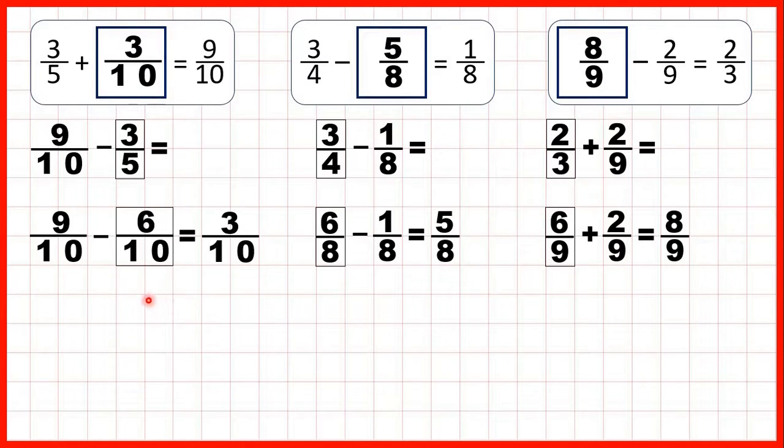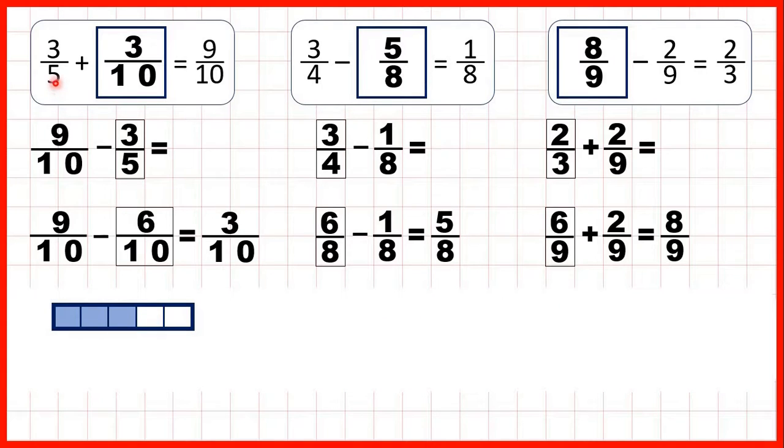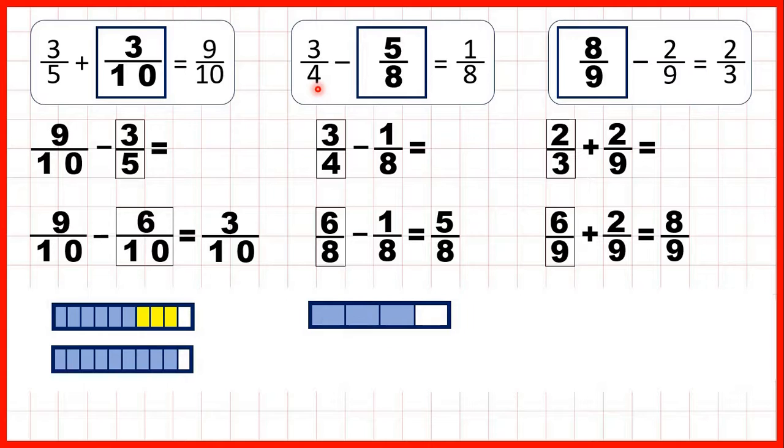Now let's see what we did here. So for this first question, we started with 3/5, and we knew that something had been added to make 9/10. To work out what had been added, we changed those 3/5 to 6/10, and when we subtract 6/10 from 9/10, we get 3/10.